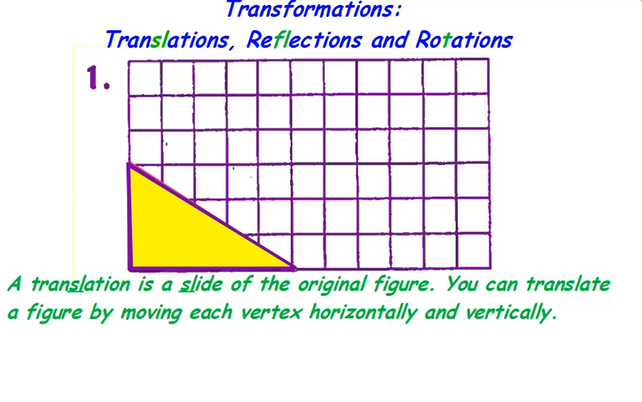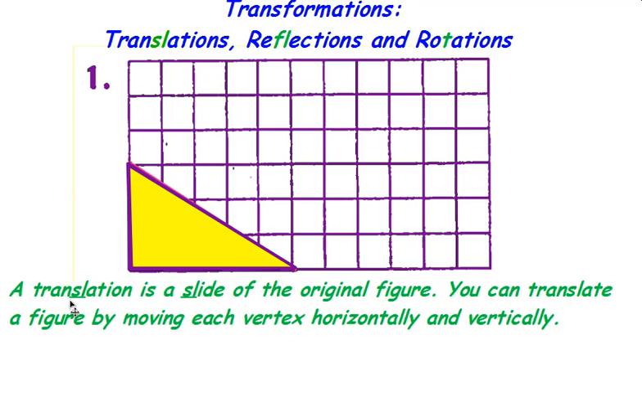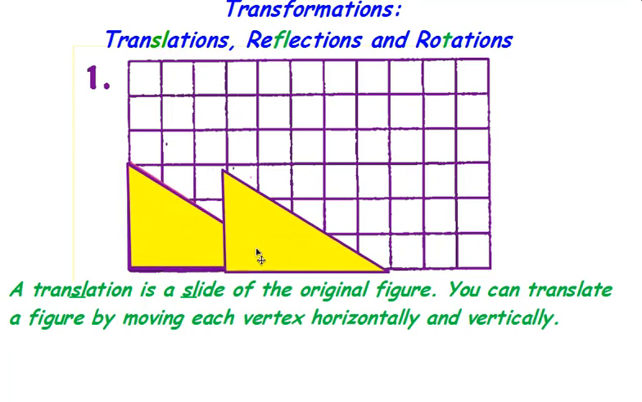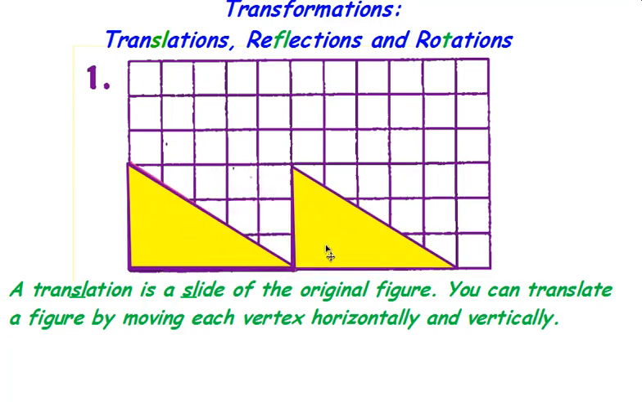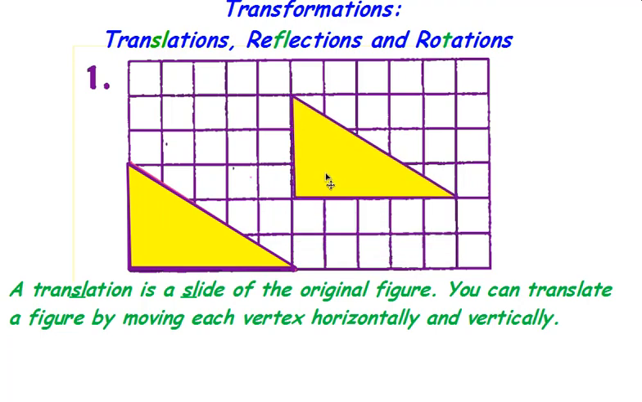Transformations: translations, reflections, and rotations. A translation is a slide of the original figure. You can translate a figure by moving each vertex horizontally and vertically. For example, we might slide this whole figure 1, 2, 3, 4, 5 places to the right and 1, 2 places up. We might want to label our vertices.